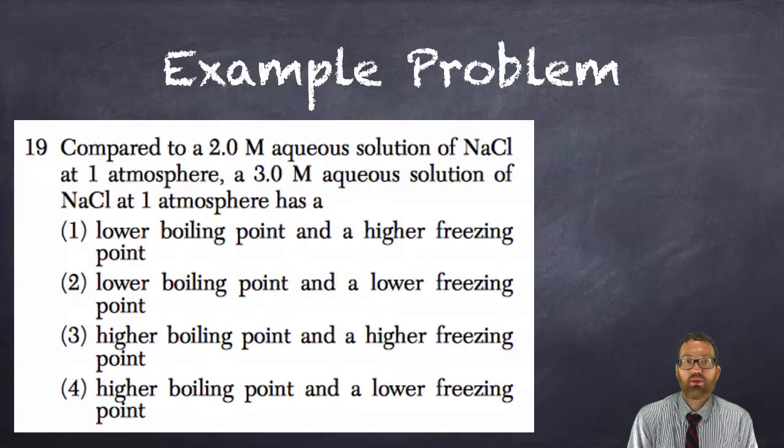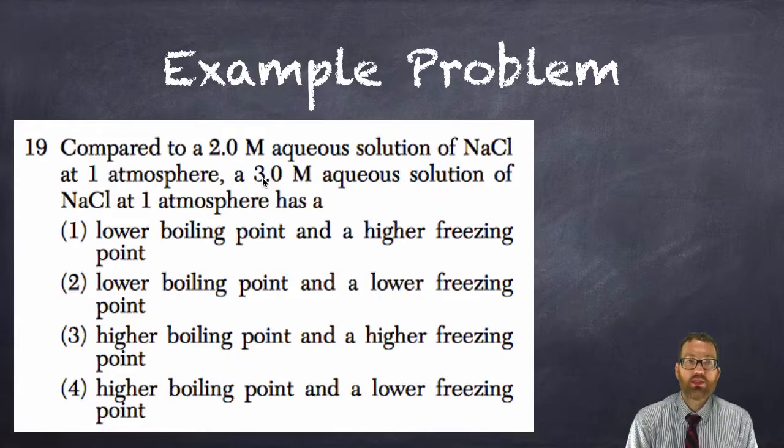Here's another one. Compared to a 2 molar aqueous solution of sodium chloride at 1 atmosphere, a 3 molar aqueous solution of sodium chloride at 1 atmosphere has what? Okay, so we have this number here. In the previous video, we talked about how this is a way to quantify concentration. So compared to a 2 molar, a 3 molar has what? This 3 molar means it's more concentrated, it has a higher molarity of salt. So that is going to change the freezing point and the boiling point. The more salt, the better that effect, that freezing point depression, boiling point elevation.